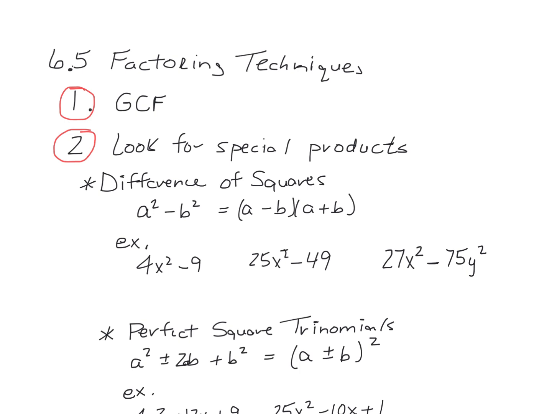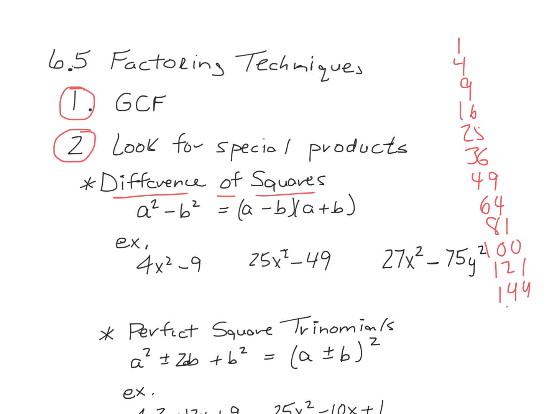Now, a couple of these we have discussed already. For example, difference of squares. And remembering that our squares are 1, 4, 9, 16, 25, 36, 49, 64, 81, 100, 121, 144, 169, 196, 225 are the first 15 perfect squares.